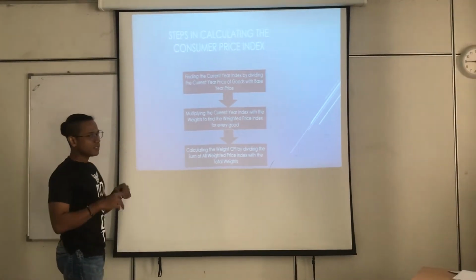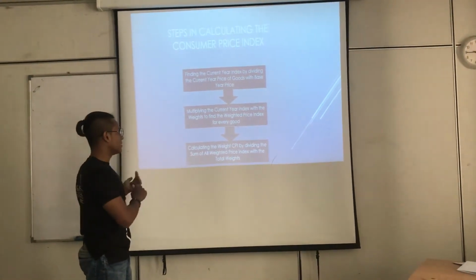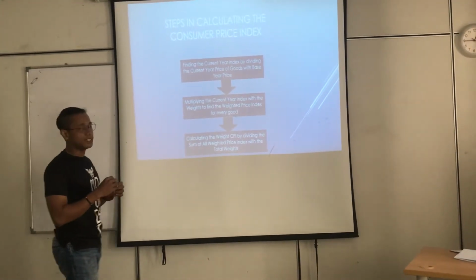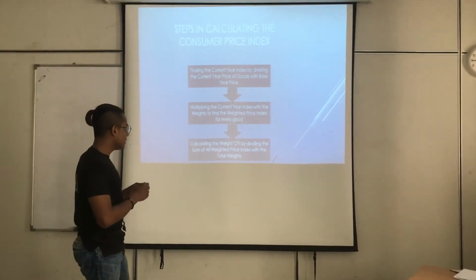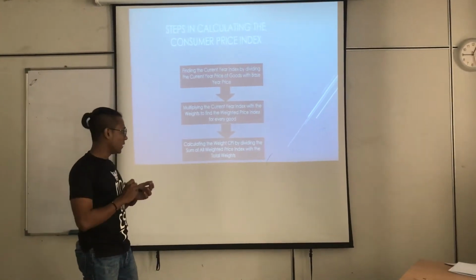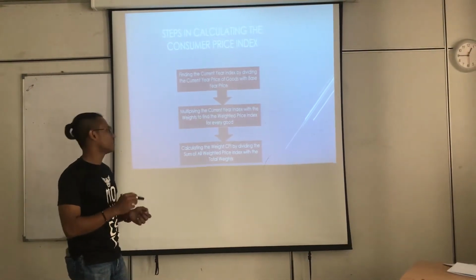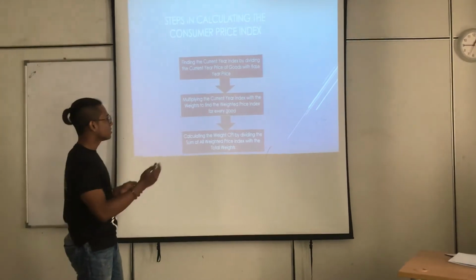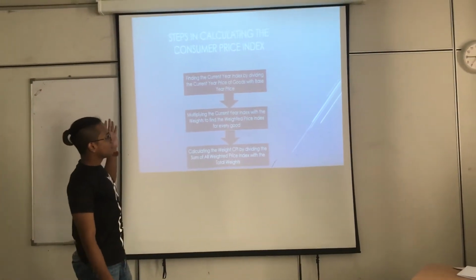And then after you have done that, you multiply the current year index by the weight to find the weighted price index for every good. And then lastly, you calculate the weighted CPI, or the weighted consumer price index, by dividing the sum of all weighted price indexes by the total weights. So, next.